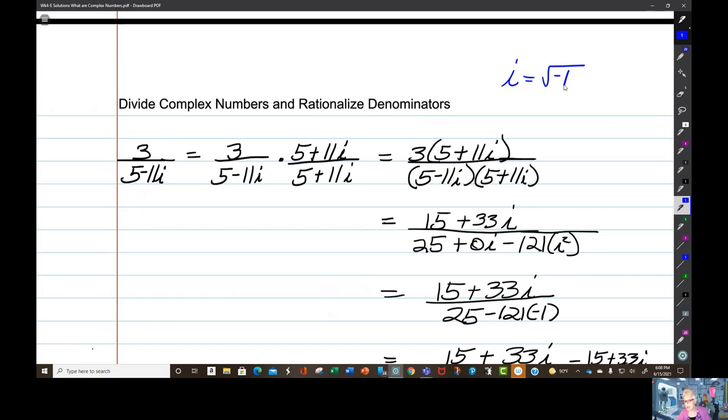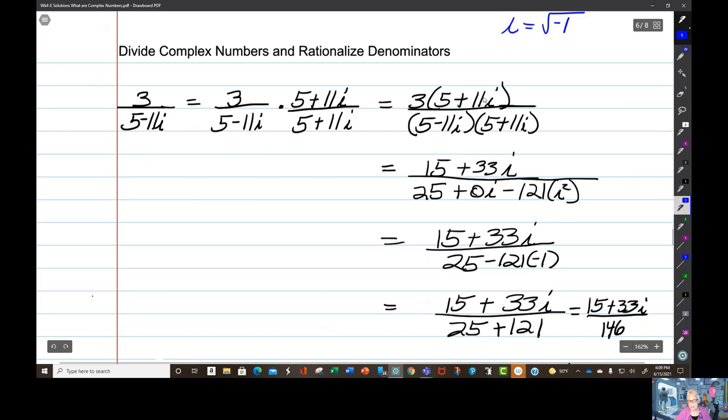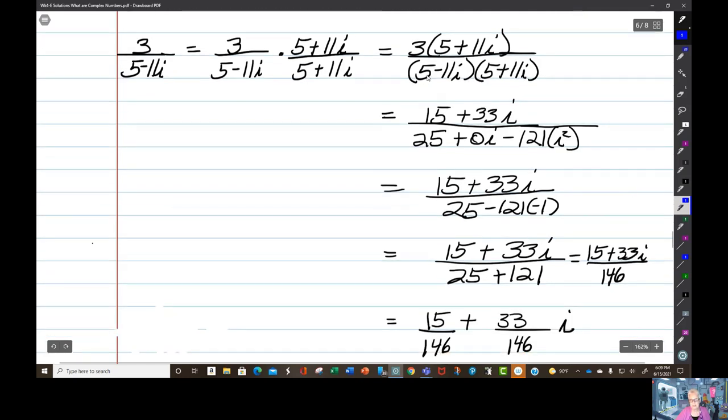So here we go. I'm going to take 3 over 5 minus 11i and multiply it by 1 in the form of 5 plus 11i over 5 plus 11i. Then I multiply 3 times 5 plus 11i, and that goes in the numerator. And I multiply 5 minus 11i times 5 plus 11i, and that goes in the denominator. Now, I distribute the 3. That gives me 15 plus 33i. And on the bottom, I'll have 5 times 5 is 25.